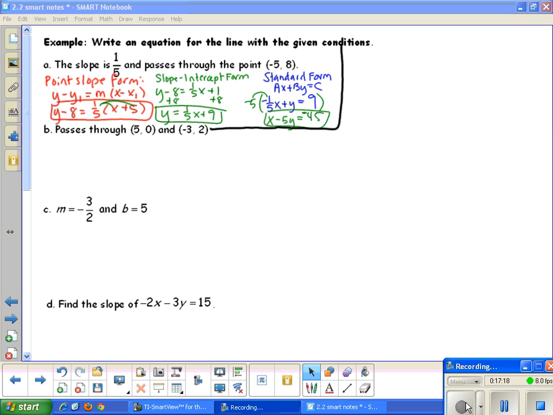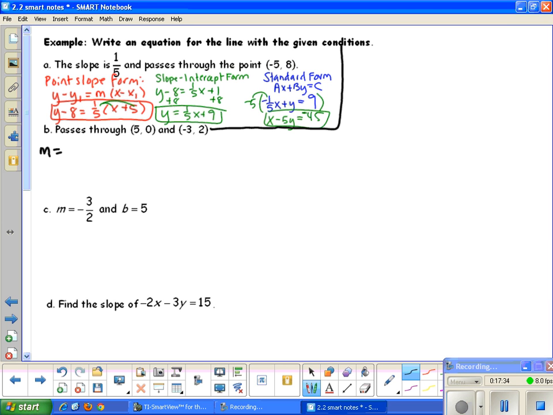So the next part for B says we're going to write the equation of a line that passes through 5, 0, and -3, 2. Well, if you look at point slope form and slope intercept form, in order to write the equation, you need to find the slope first. So that's the first thing you're going to do here. So slope would be equal to 2 minus 0 over -3 minus 5. So we get 2 over -8, which is equal to -1/4.